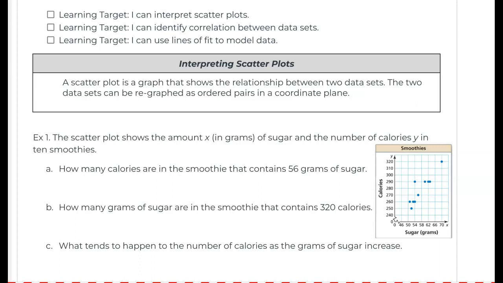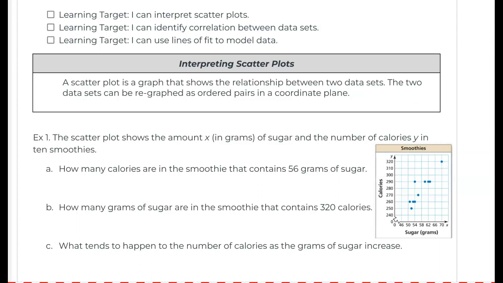So we're going to do this first example. The scatter plot shows the amount x. So that's what's going to be on our x-axis, and the unit is grams. It's the amount of grams of sugar and the number of calories, so that's going to be on our y-axis, the one that goes vertically, in 10 different smoothies.